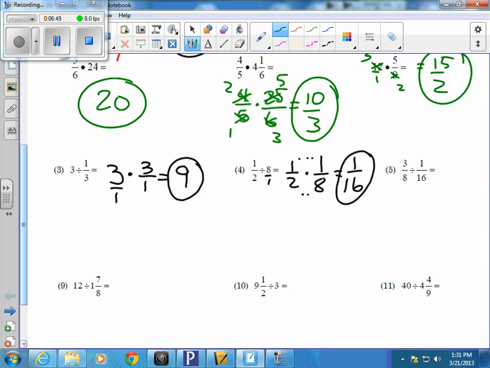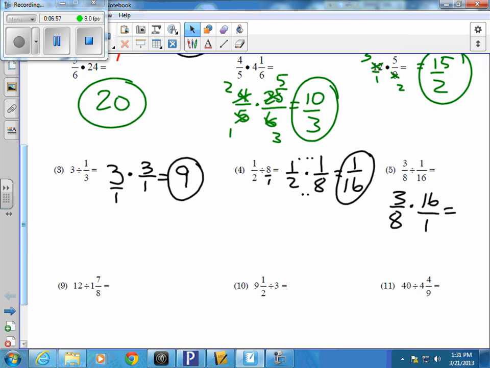The last one, 3/8 divided by 1/16, is the same as 3/8 times its reciprocal, 16 over 1. Now this one we're actually able to cross simplify. We can divide 8 by 8, which is 1, 16 by 8, which is 2. You could have divided by 4. We want the greatest factor to simplify as much as we can. 3 times 2 is 6. 1 times 1 is 1, so we get 6 as our answer. Okay, pause the video and do the next 3 on your own.